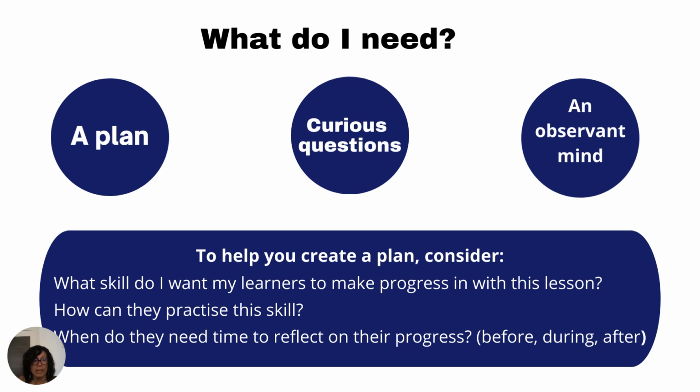And how can we create an active learning plan? Okay, here are some things that you can think about to help you create this plan. What skill do I want my learners to make progress in with this lesson? How can they practice this skill? And when do they need time to reflect on their progress? Before, during, or after the activity? So planning might also involve previewing the resource, for example, the textbook, a media clip, whatever, to make sure that it matches with what you're planning to do.